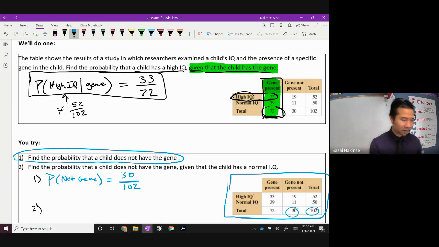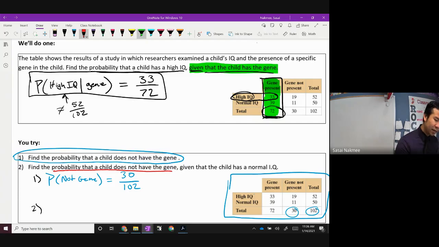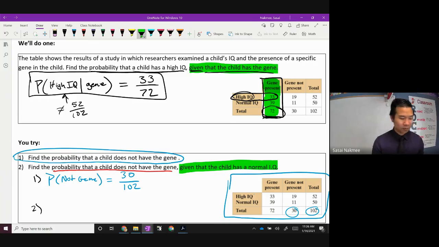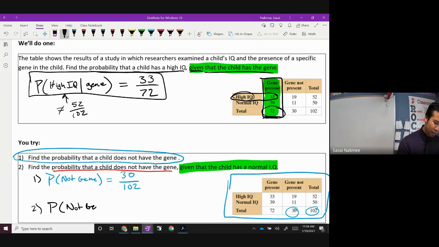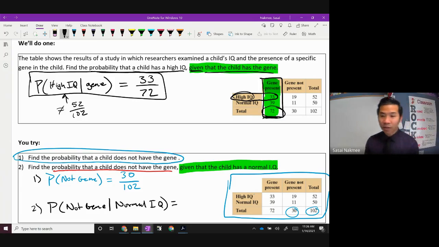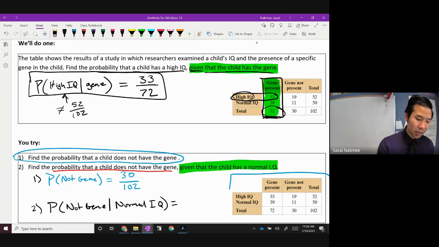That's your answer. Now, part 2 is a little bit different. Part 2 is telling me, find the probability that the child does not have the gene given they have a normal IQ. So there's more to this one, right? For number 2, I'm looking for the probability that they don't have the gene given, you see that vertical line? That's my given that they have a normal IQ. So this one changes a little bit.